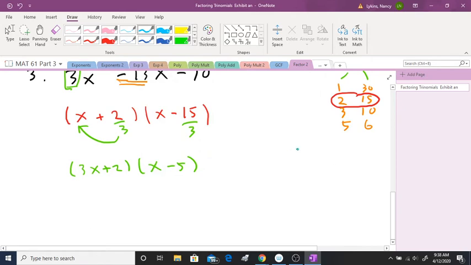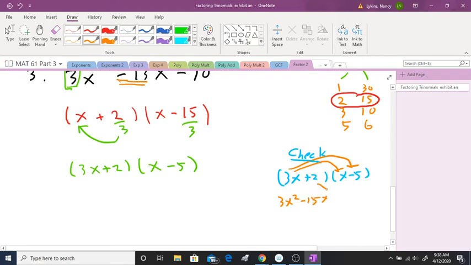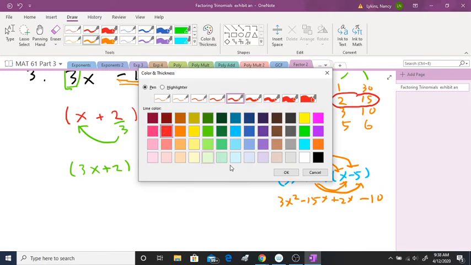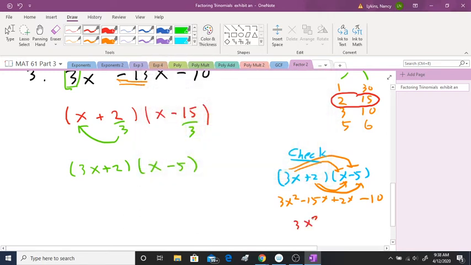Maybe we come over here and check our work. So I'm going to say 3x plus 2, x minus 5. Check my answer, and you get 3x squared, 3x times a negative 5, which is minus 15x. Then 2 times x is plus 2x. 2 times a negative 5 is negative 10. Combine my like terms, and I'll get 3x squared minus 13x minus 10. That is my original problem. So these are the correct factors.